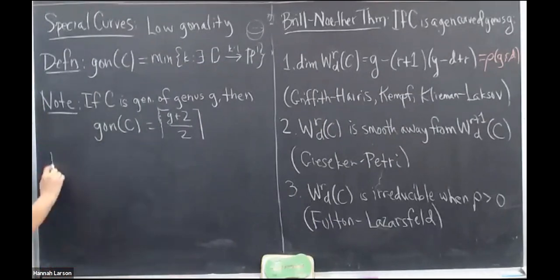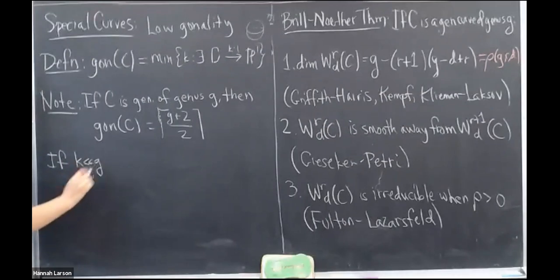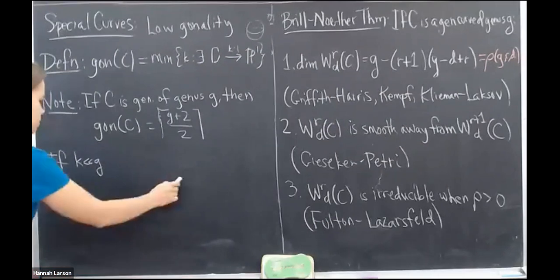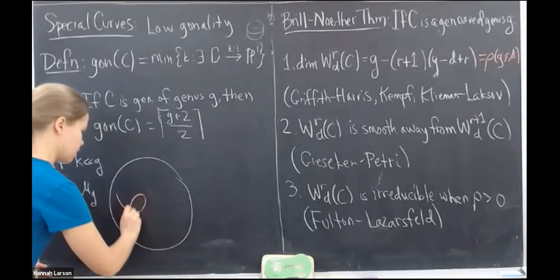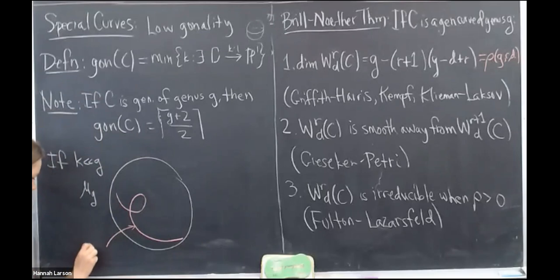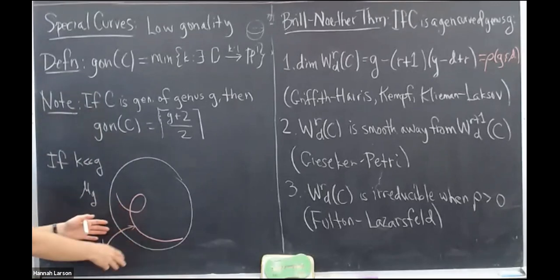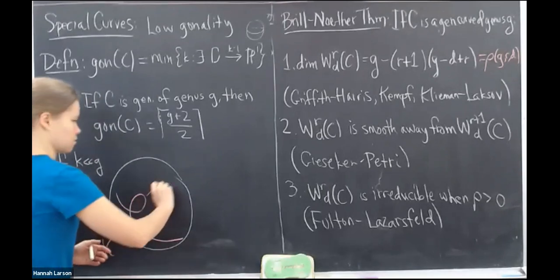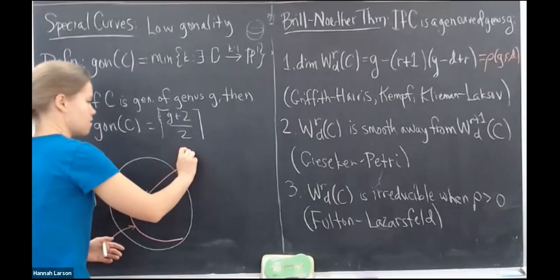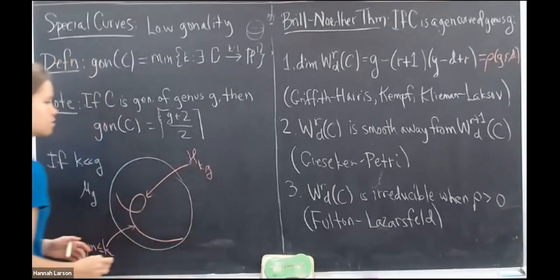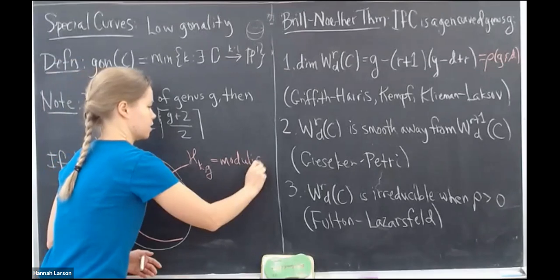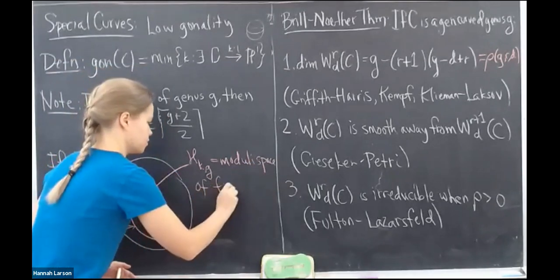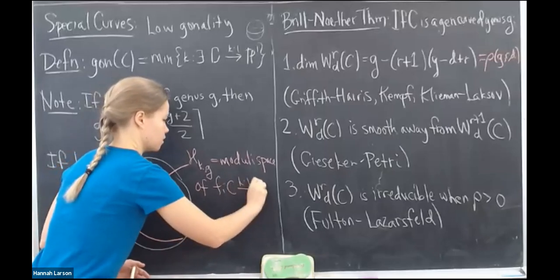But if the gonality is small compared to the genus, then the curves in M_g, which I'm going to draw in pink, the curves where the gonality is less than or equal to k, form some special locus in the moduli space of curves. And this locus is dominated by a nice smooth moduli space, which is called the Hurwitz space. It's the moduli space of degree k covers of P^1.